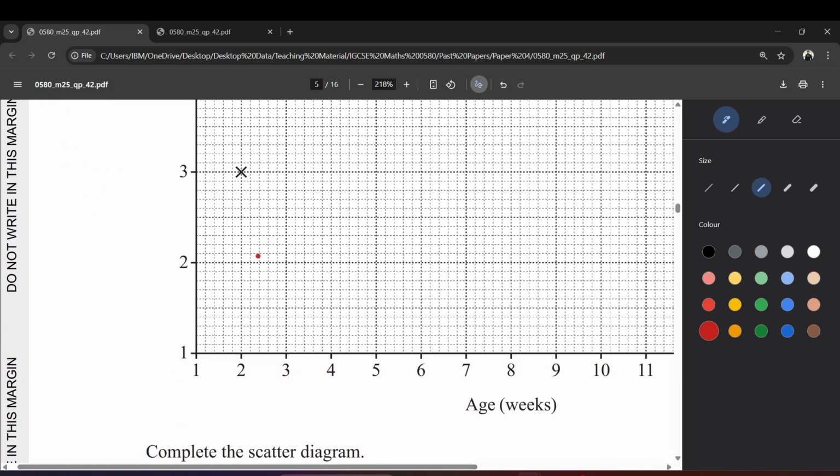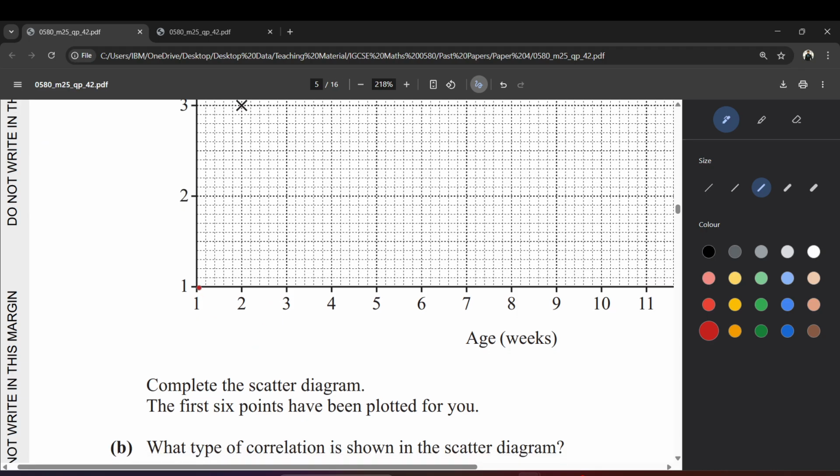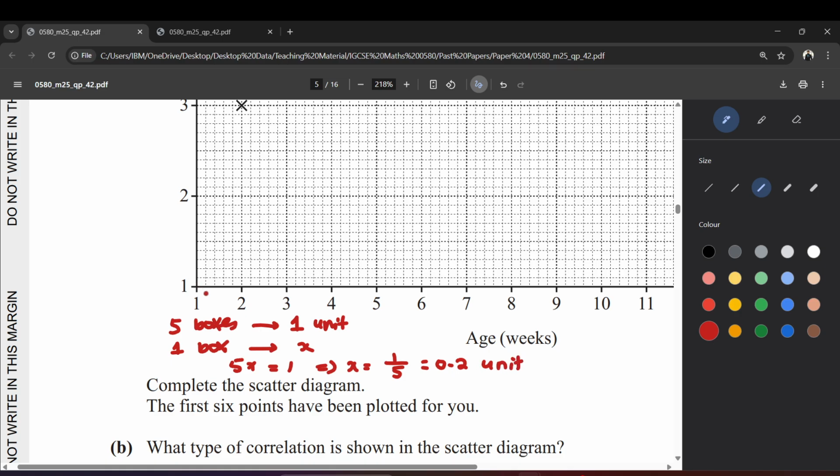Okay. Similarly, over here we can see that between 1 and 2 there are 5 boxes. So 5 boxes represent 1 unit. What does one box represent? That will be x. So again, here you have 5x equals 1. So therefore, x is equal to 1 upon 5, which is 0.2 unit. That means each box represents 0.2 units.